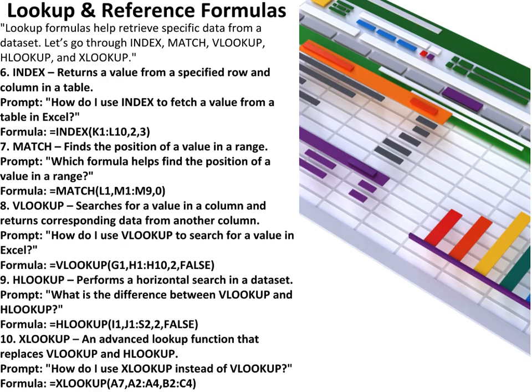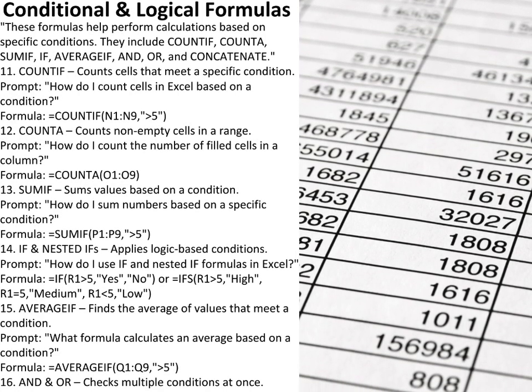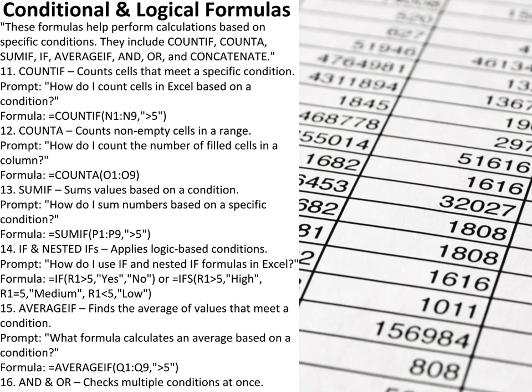10. XLOOKUP, an advanced lookup function that replaces VLOOKUP and HLOOKUP. Prompt: How do I use XLOOKUP instead of VLOOKUP? Formula: equals XLOOKUP(A7, A2:A4, B2). Slide 5, Conditional and Logical Formulas. These formulas help perform calculations based on specific conditions. They include COUNTIF, COUNTA, SUMIF, IF, AVERAGEIF, AND, OR, and CONCATENATE.